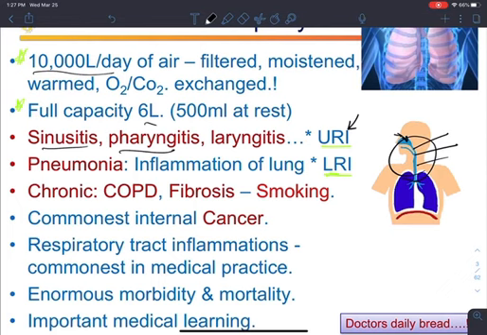Then once we get down to the lower respiratory tract, you're going to get pneumonia, which we'll talk about. This is actually one of the leading causes of death among the elderly. And then some chronic things like COPD, which is chronic obstructive pulmonary disorder. We'll talk a little bit about fibrosis because of cystic fibrosis. And then obviously smoking, which isn't a humongous deal among my generation or your generation, but vaping is.